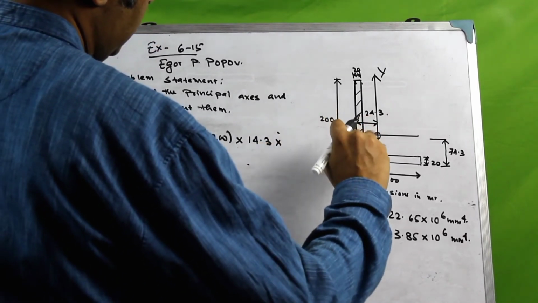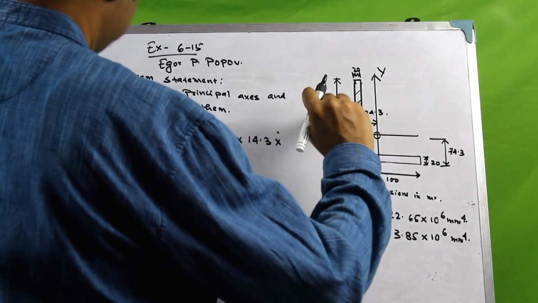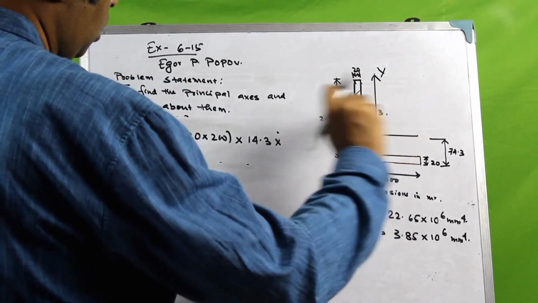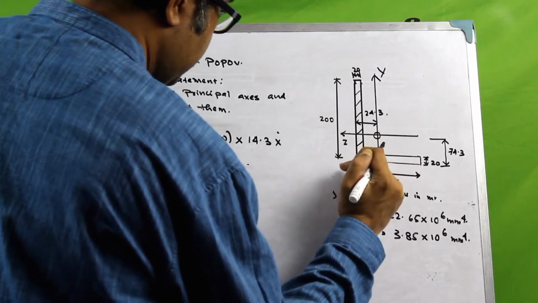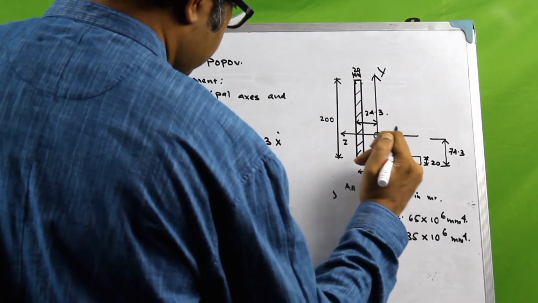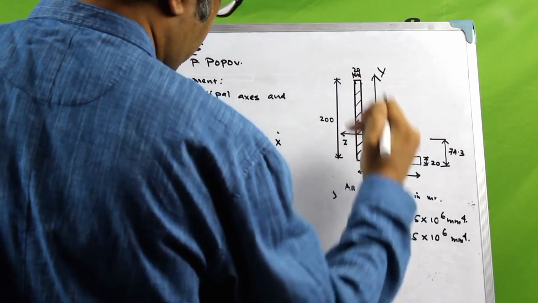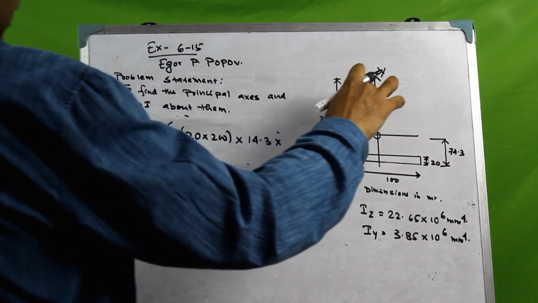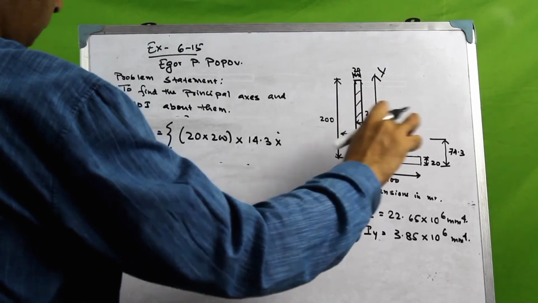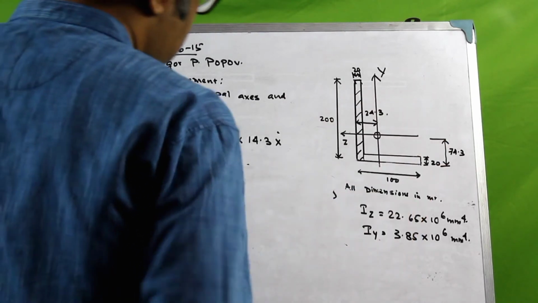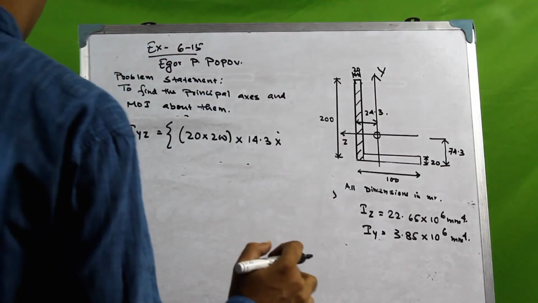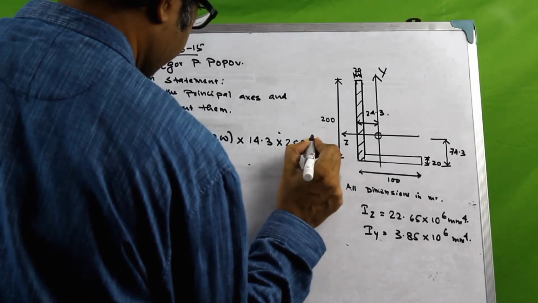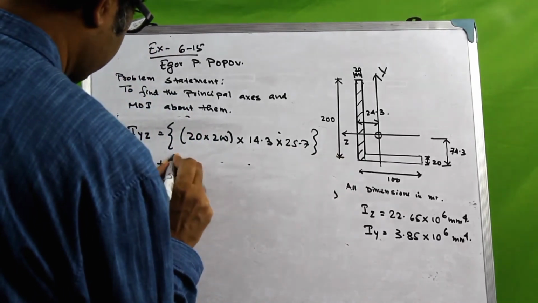And then the centroidal axis of this individual element is located at 100 millimeters from the bottom of the bottom flange. So 100 minus 74.3 would give the distance of the centroid from the centroidal axis of the whole section. So 100 minus 74.3 would be 25.7.